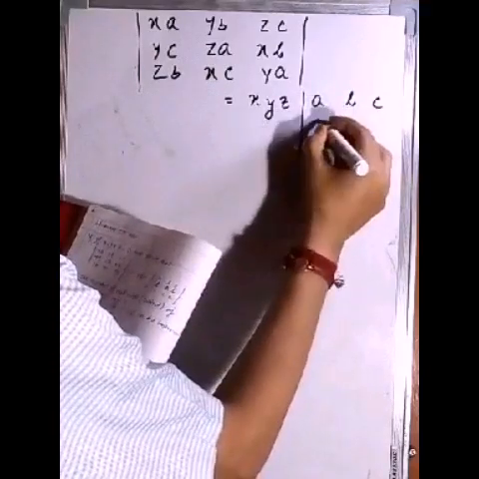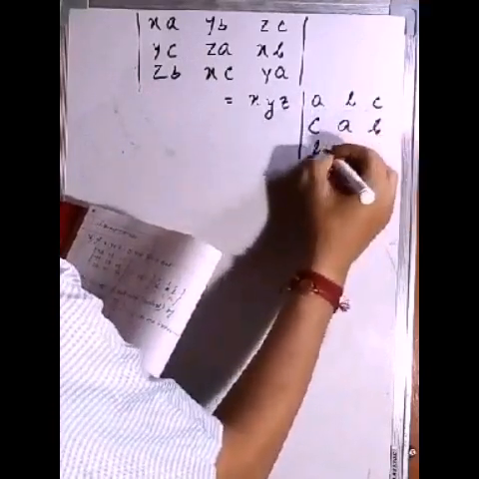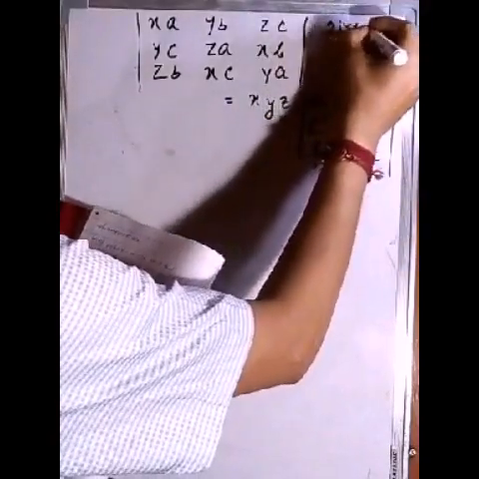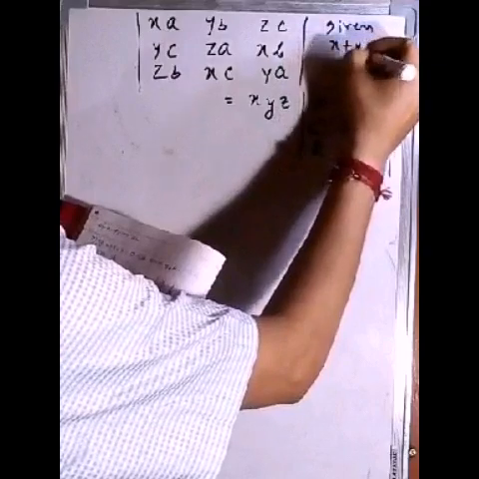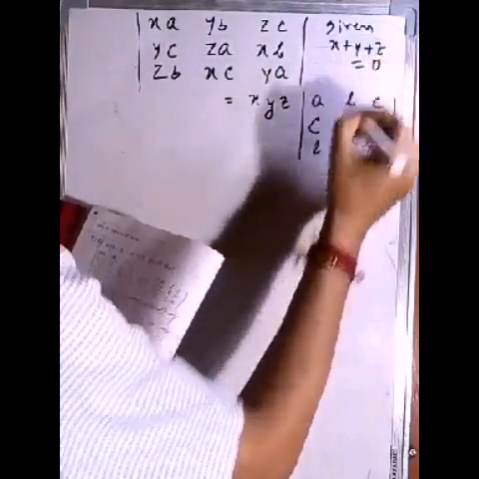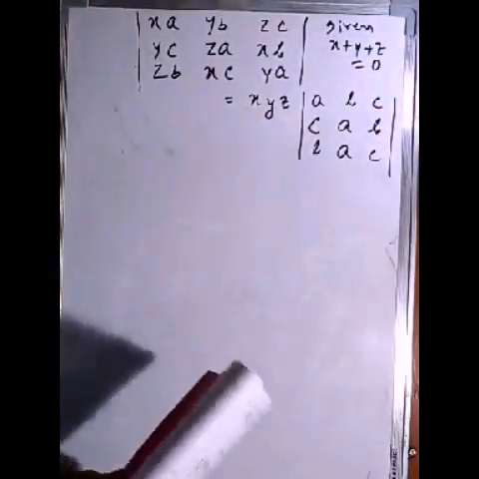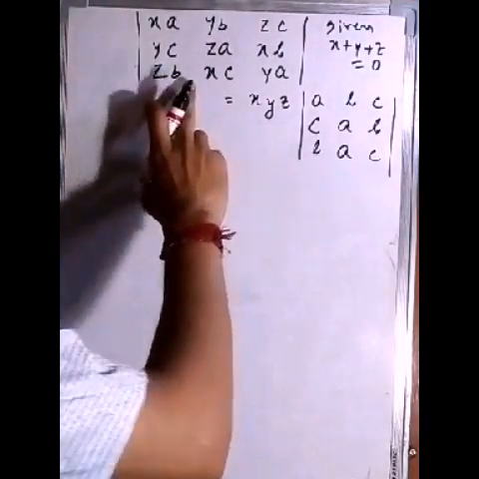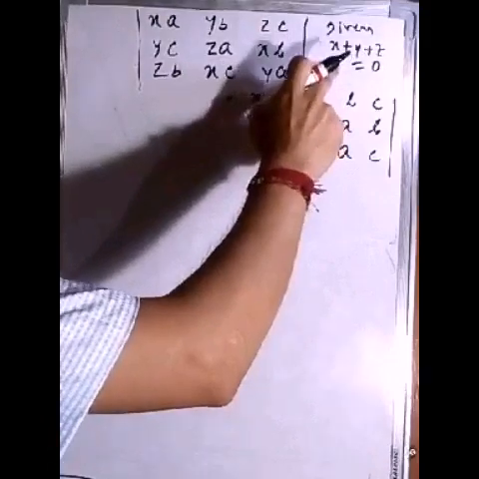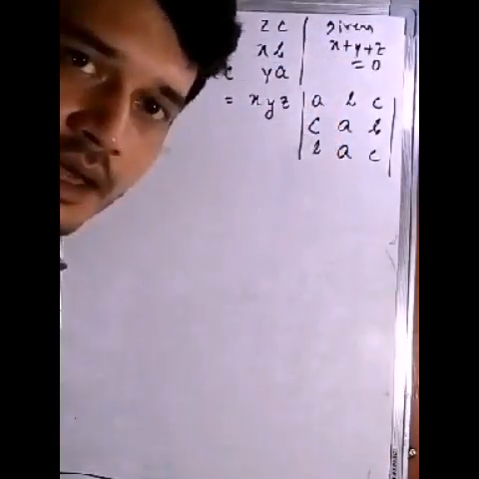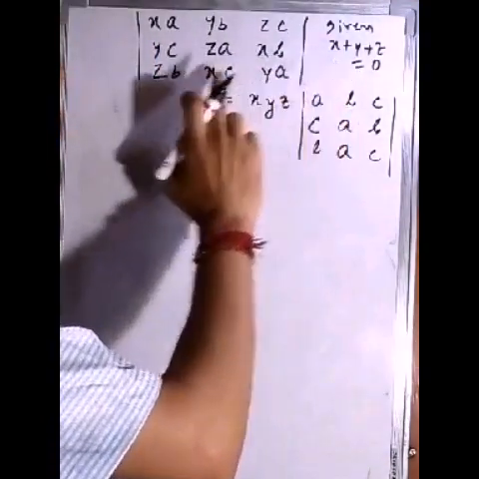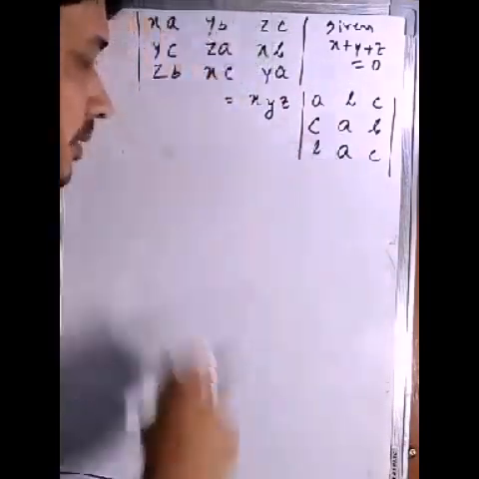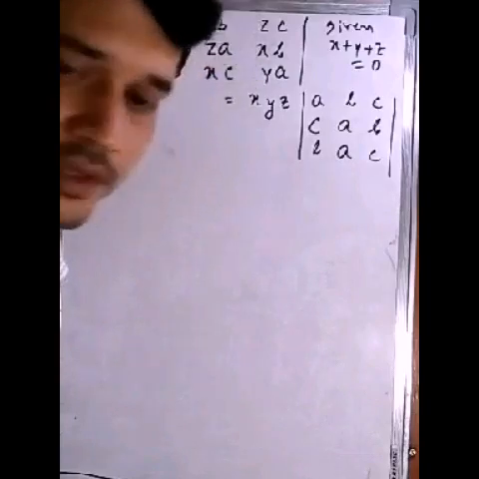CAB, BAC, given that X plus Y plus Z equals 0. So this is our first question. Given that X plus Y plus Z equals to 0, we have to show this determinant equals this determinant. So let's see how to prove it.